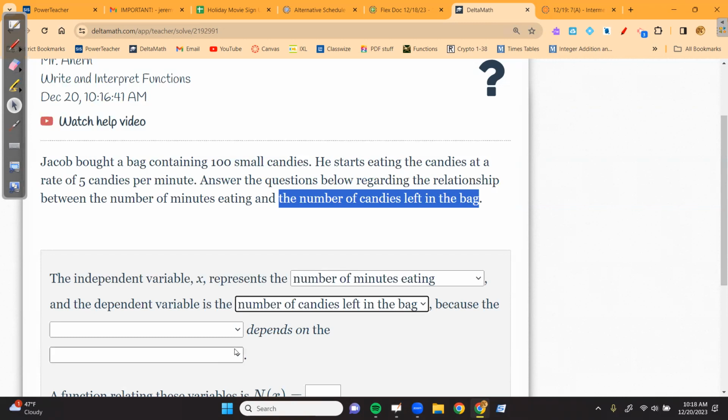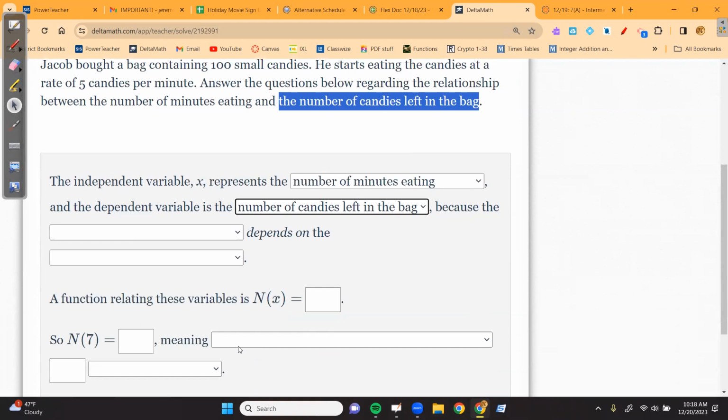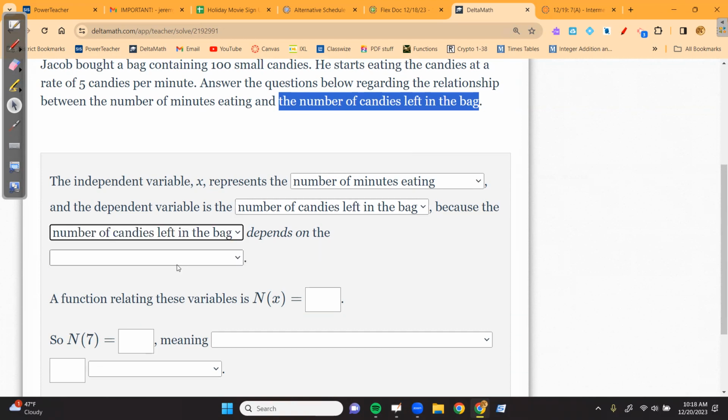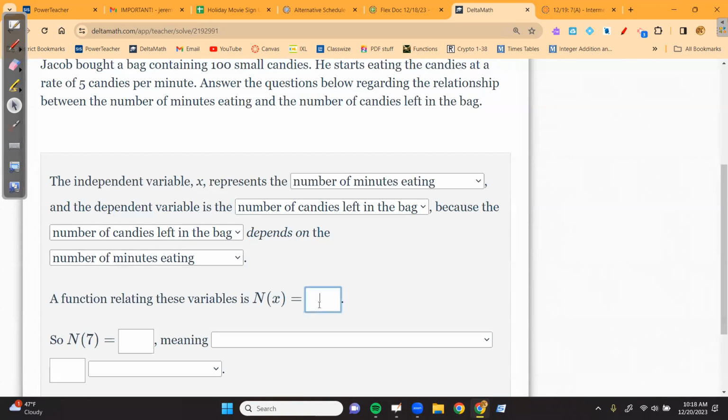Now, having said that, because the what depends on the what. What depends on what? The number of candies left in the bag depends on the number of minutes he's been scarfing on his candies. Now let's write a function. This is going to be like the gallons problem or like the salary problem. It's going to have a change in it, isn't it? A plus or a minus.